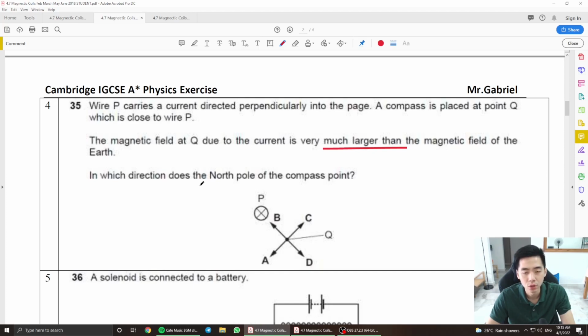In which direction does the north pole of the compass point? Now basically they're saying that the magnetic field due to P is much greater than the magnetic field of the Earth, which is affecting the compass.